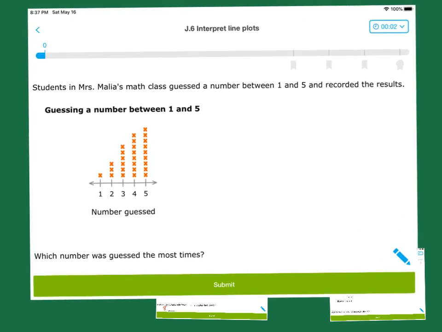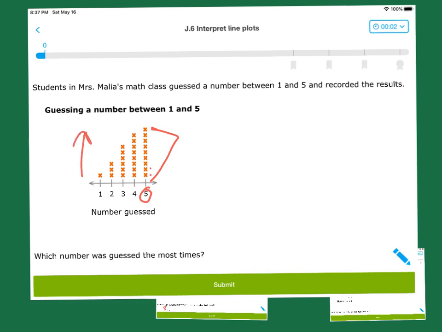Students in Miss Maria's math class guessed a number between 1 and 5 and recorded the results. So again, a title: guessing a number between 1 and 5, number guessed. Which number was guessed the most times? This one's a little tricky because it's 5, because it's the most frequent number. Not because it's the biggest number, right? But we've got it as the most frequent. So it's because it's the tallest number this way, right?